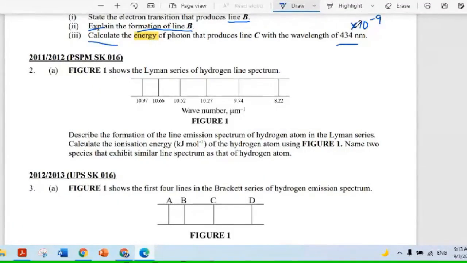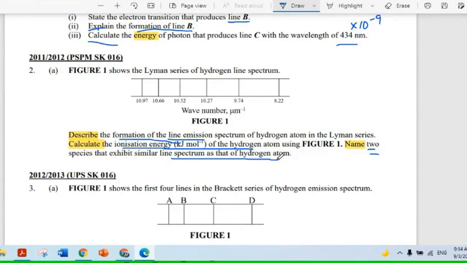First, describe the formation of the line emission spectrum of hydrogen atom in the Lyman series. Then number 2, calculate the ionization energy in kilojoule per mole of the hydrogen atom using figure 1. Then name 2 species that exhibit similar line spectrum as that of hydrogen atom.